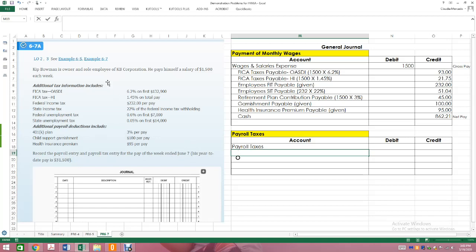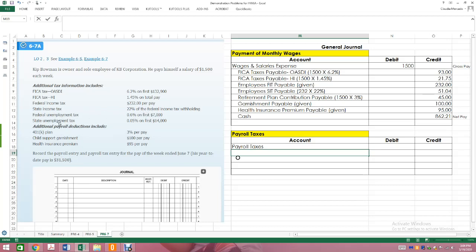Year to date, this person, Bowman, has earned $31,500. Now, under payroll taxes, there's 4 things that the employer has to pay. OASDI, HI, your federal unemployment, and your state unemployment. Now, federal unemployment, we only pay taxes on the first $7,000 of earnings. How much has this employee earned? Well, this employee has already earned $31,500. So I don't have to pay any more federal unemployment tax.